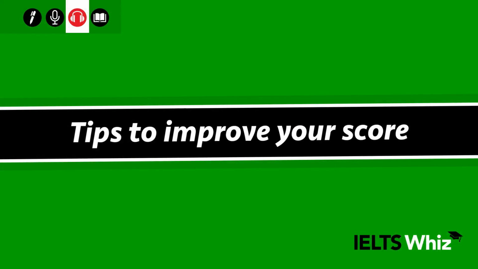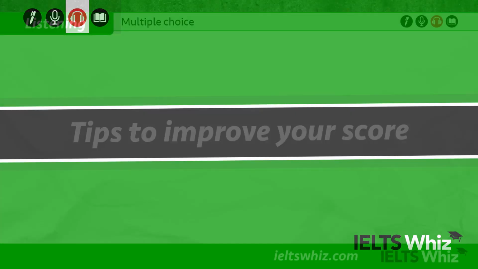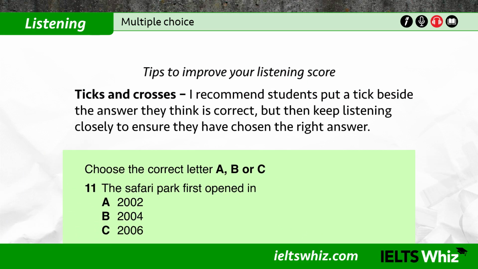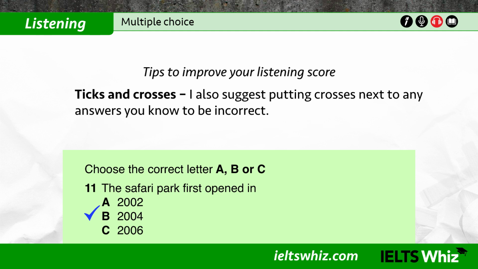So let's look at some tips to help improve your score. I recommend students put a tick beside the answer they think is correct, but then keep listening closely to ensure they've chosen the right answer. I also suggest putting crosses next to any answers you know to be incorrect.